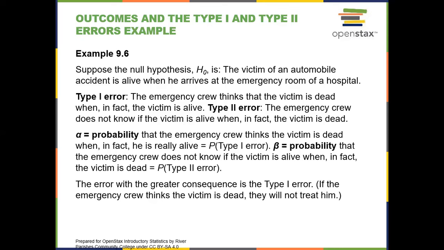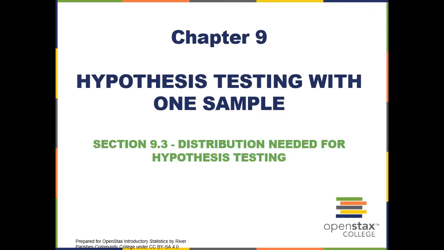And what is beta? The probability that the emergency crew does not know the victim is dead: failing to reject H0 when H0 is false. In fact, the victim is dead. Probability of type 2 error. The error with the greater consequence is the type 1 error. Reject H0 when H0 is true. The patient is alive, but you think the patient is not alive. Okay? If the emergency crew thinks the victim is dead, that is not alive, they will not treat him. That's a greater consequence. So that's why type 1 error is more serious than type 2 error. Okay?